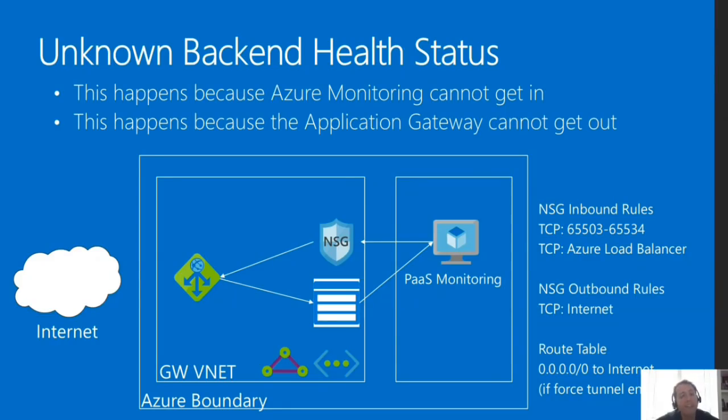I've also seen a lot of people having problems when they have ExpressRoute, because by default they'll have force tunneling enabled. All the traffic routing outbound is going to slam into some firewall someplace and never get back out to the Azure Monitoring service. If that is the case in your scenario, a route table on the subnet where the application gateway lives, sending traffic out to the internet, is recommended.